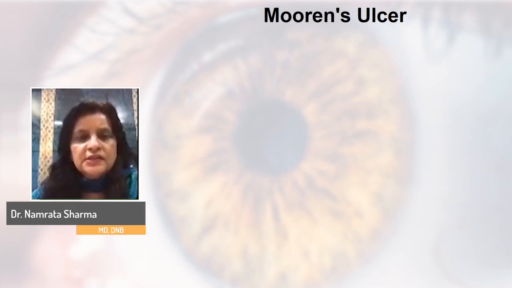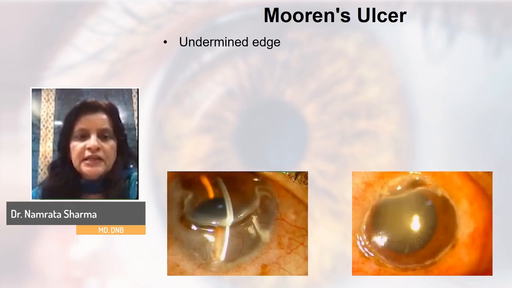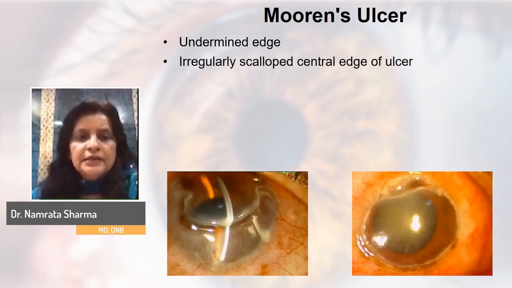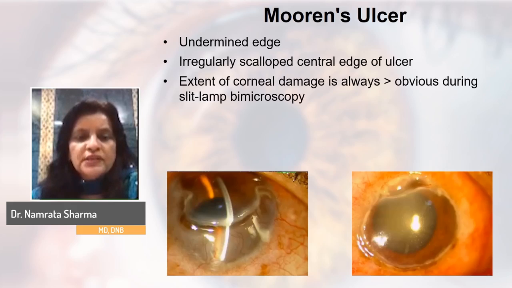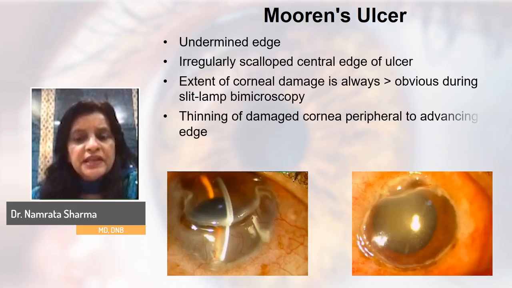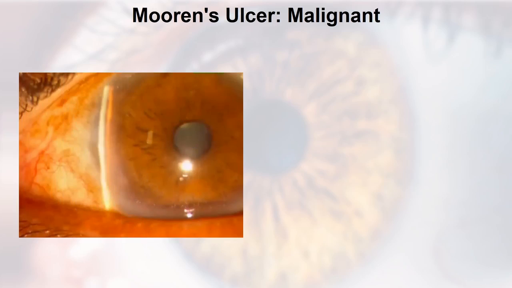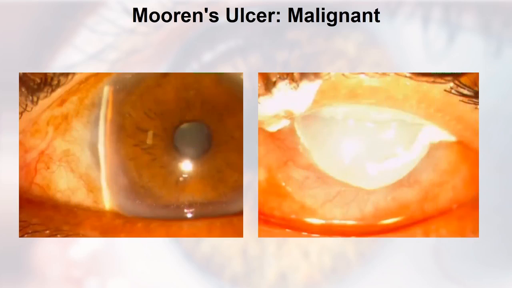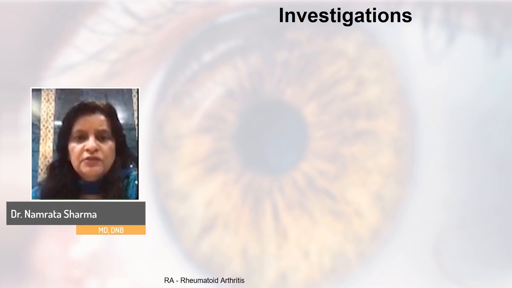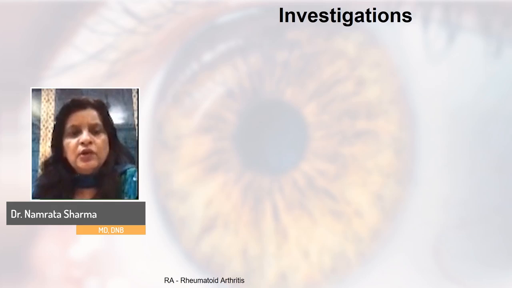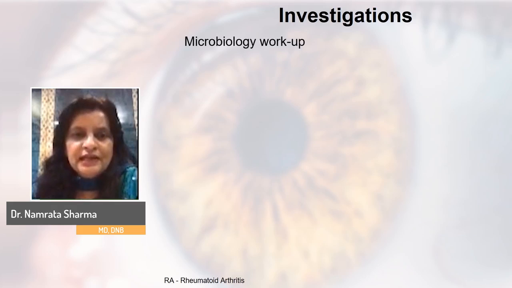Mooren's, of course, is a diagnosis by exclusion, which will have an undermined edge, which is irregularly scalloped, and the corneal damage is always more than obvious during the slit lamp microscopy. And then sometimes it can even heal on its own, so there could be reepithelialization, scarring, and vascularization. This is a case of Mooren's in which there is thinning in one eye, and in the other eye, it's a malignant Mooren's ulcer.